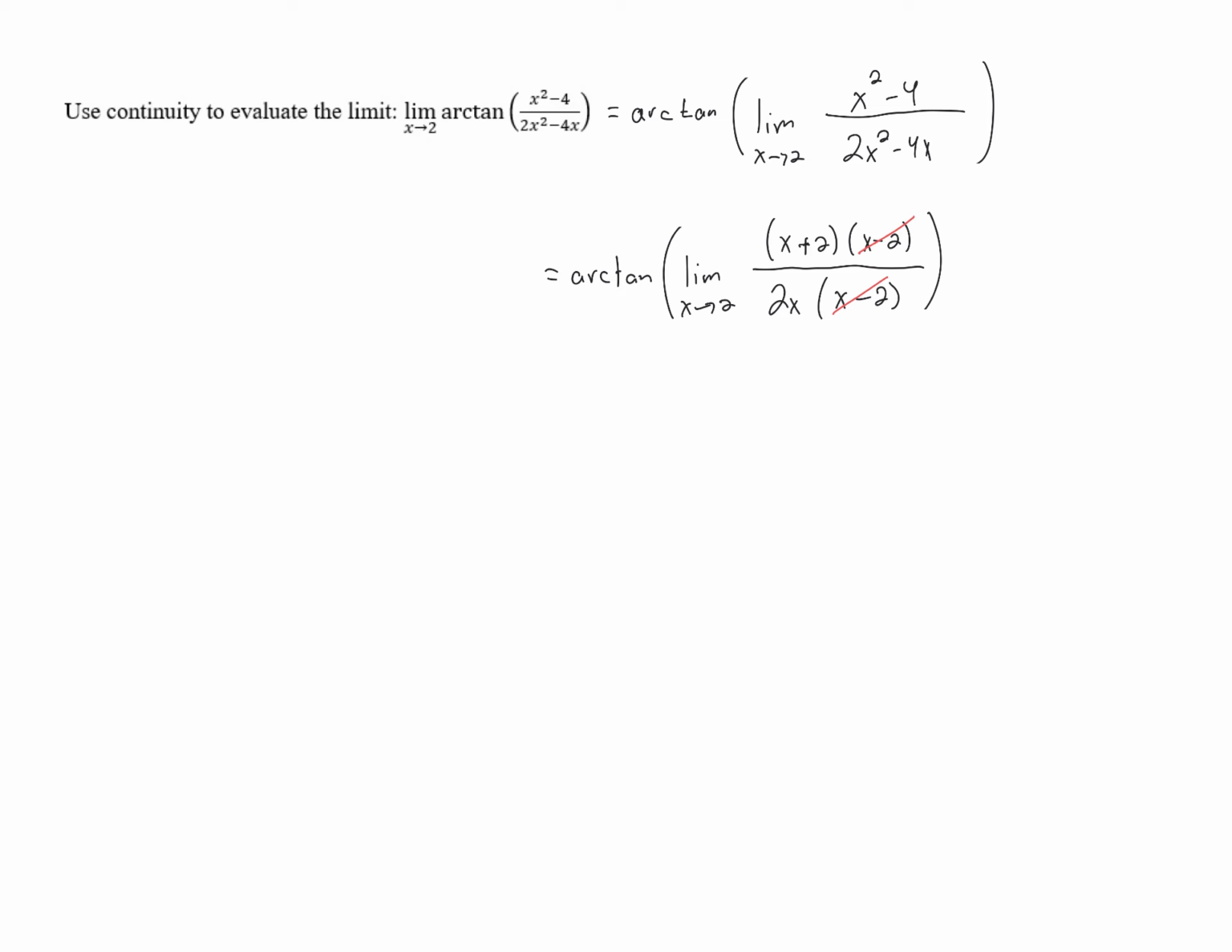And we're specifically not looking at 2, so that means that they're not equal to 0, so we can cancel them out. And then we have something simpler inside, so we can write this as arctangent of the limit as x approaches 2 of x plus 2 over 2x. And then we can use direct substitution here, because we don't get a 0 in the denominator.